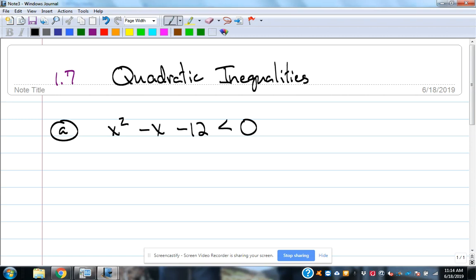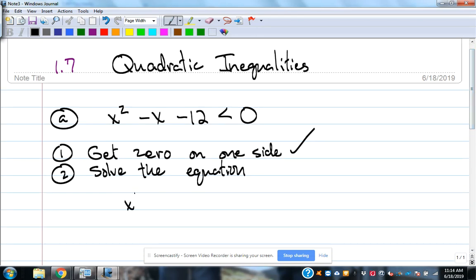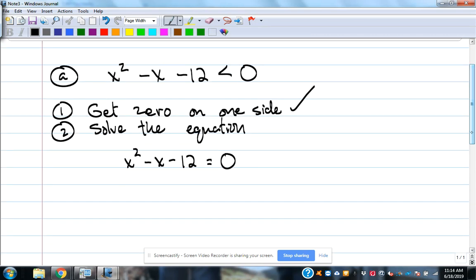So the first thing we're going to do is get 0 on one side. This one already has that, so check, we're done with that. The second thing we're going to do is solve the equation. We're going to take this inequality and treat it like an equation, that it's equal to 0. Multiple ways to do that. Factoring is one way. Quadratic formula is another way. I'm going to use the quadratic formula because it always works. We're going to get the answers to this equation. Those are not the answers to the inequality. That's important for you to remember. Because it has an inequality in the original problem, we're going to solve this equation, and it's going to help us find the actual answers to the inequality.